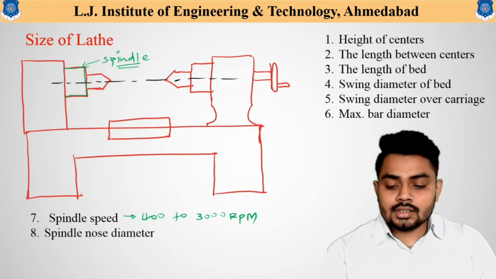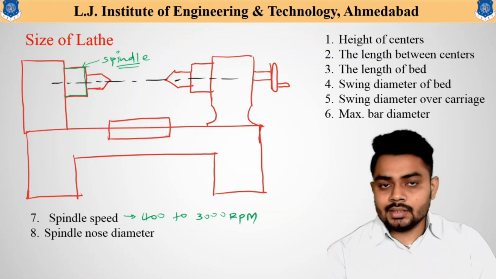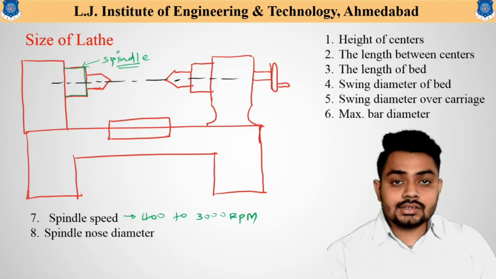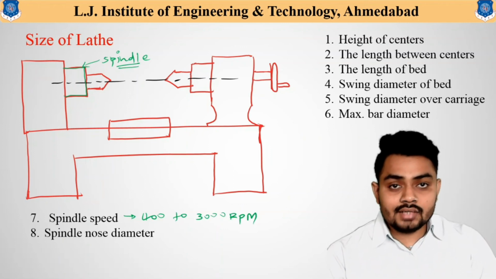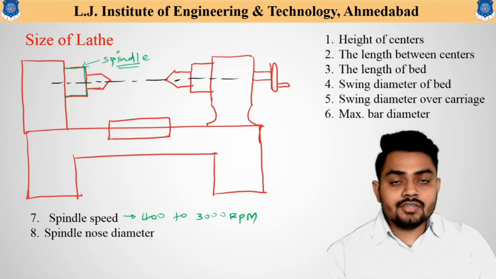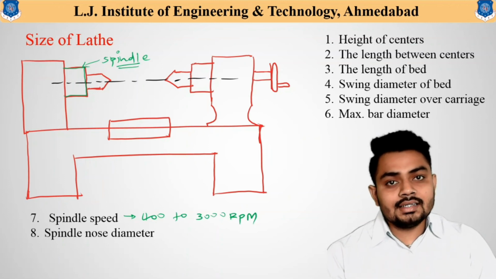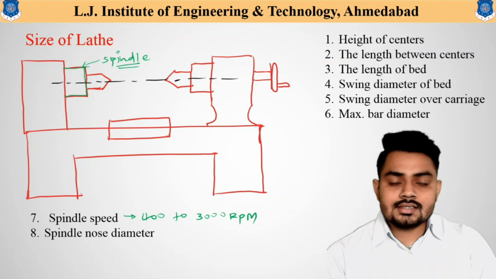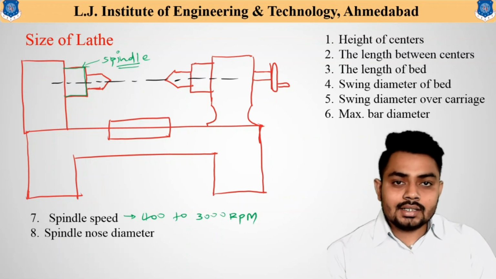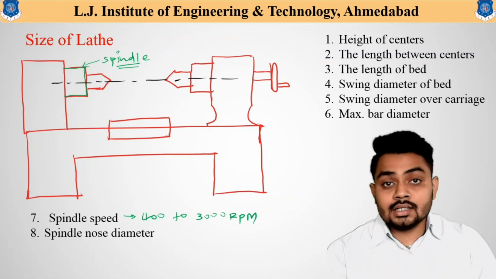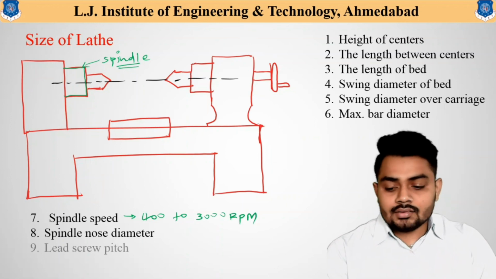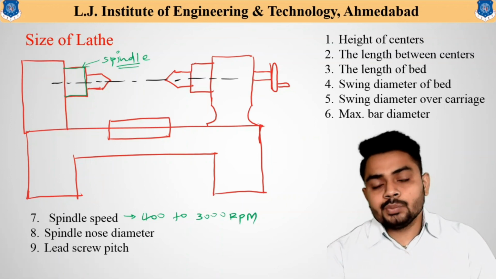And the next one, that is the spindle nose diameter. Again, as we have discussed, based on the spindle nose diameter available, how much of the workpiece can be adjusted in that particular spindle, that we can see. So the maximum bar diameter is simply related to the spindle nose diameter. Now the next one, that is the lead screw pitch.